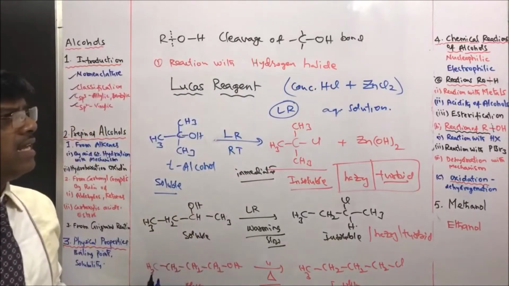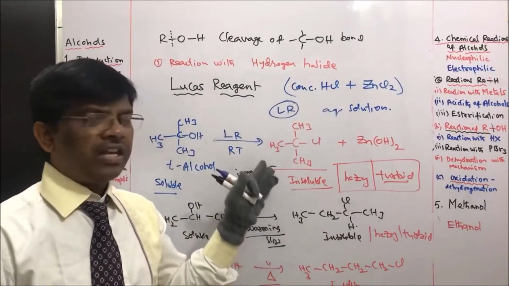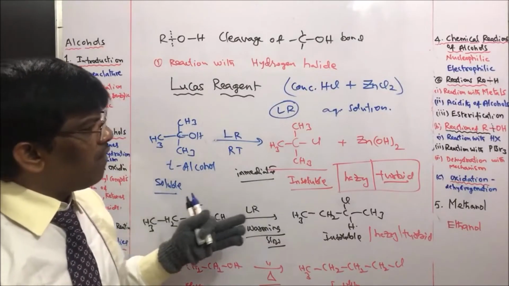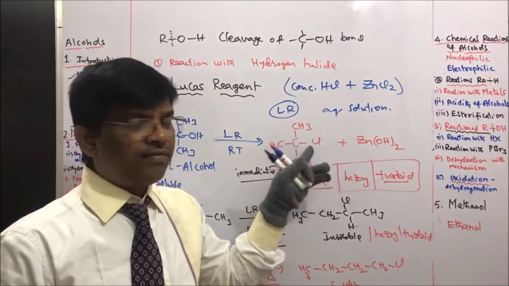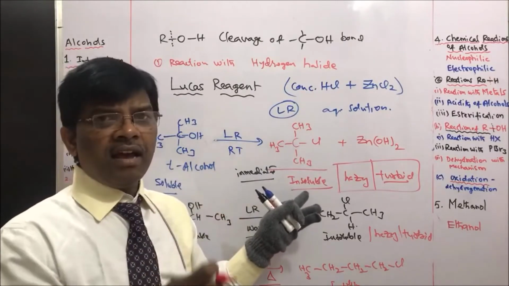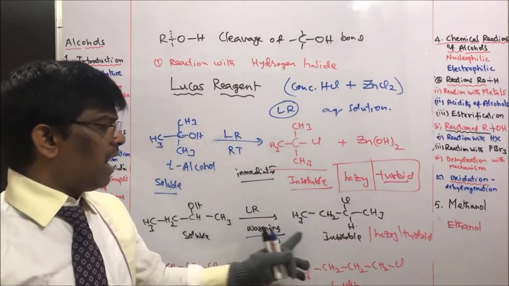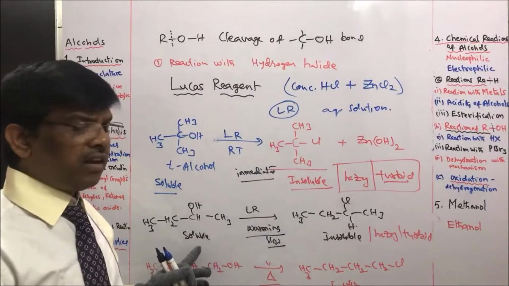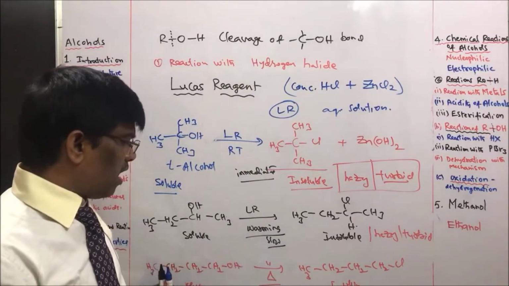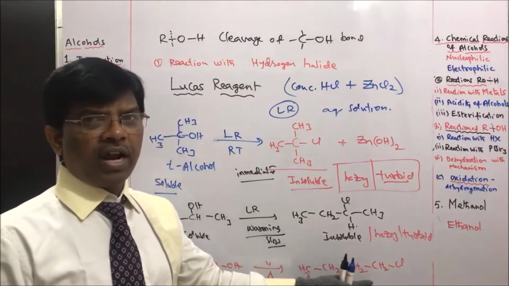So the Lucas test of alcohols is used for distinguishing primary, secondary and tertiary alcohols. This concept utilizes the solubility of the alkyl halides, where tertiary alkyl halides are formed very easily from tertiary alcohols, whereas secondary halides are formed from secondary alcohols at a little higher temperature. When it comes to primary alcohols, the chlorides do not form that easily.